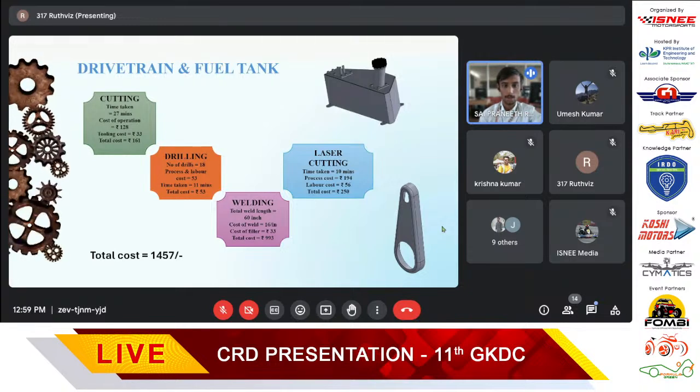And also laser cutting: the time taken for laser cutting is around 10 minutes, and the process cost is around 194 rupees. Also the labor cost is around 56 rupees. The total cost is around 250 rupees, and the total cost of this segment is around 2000 rupees, 1500 rupees, sorry.